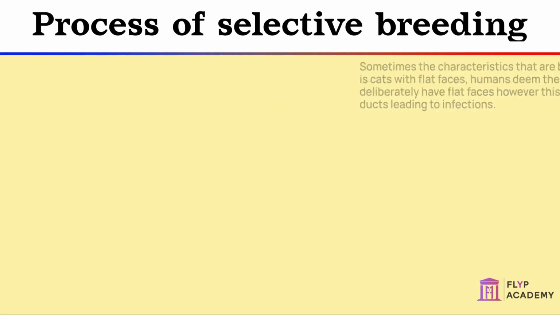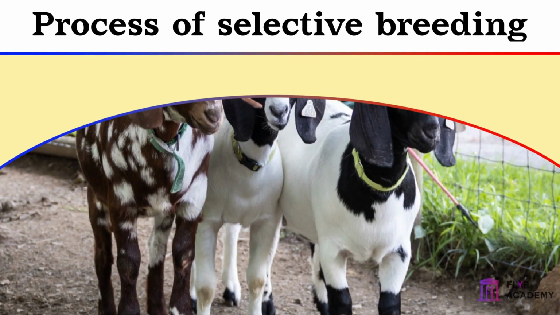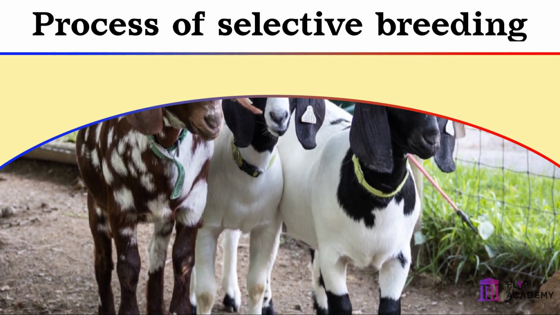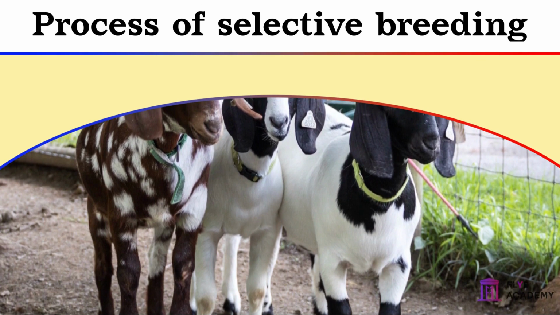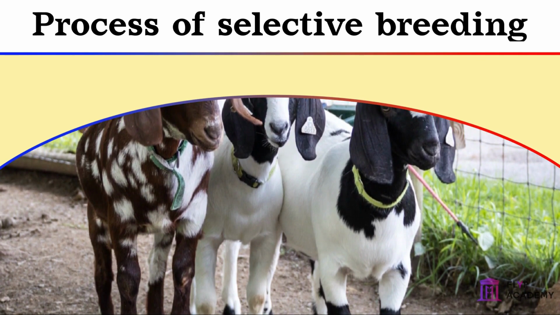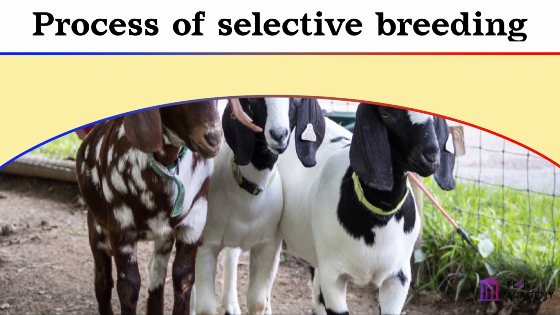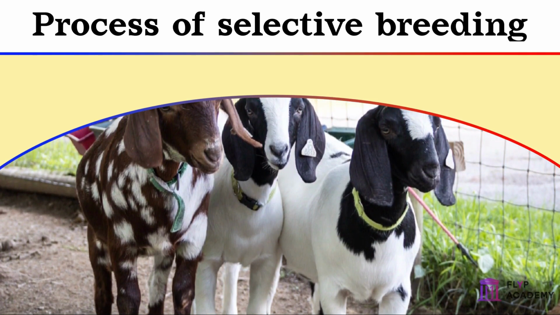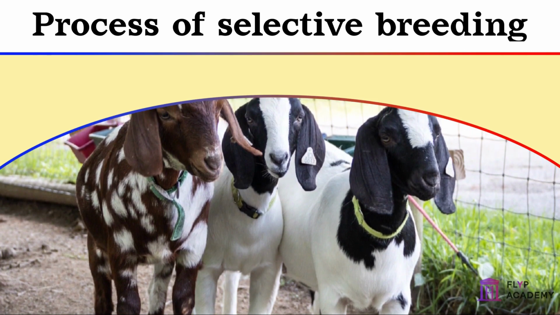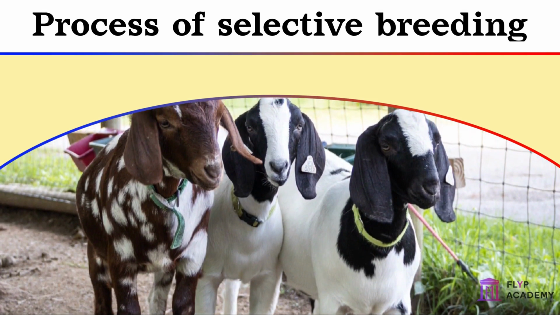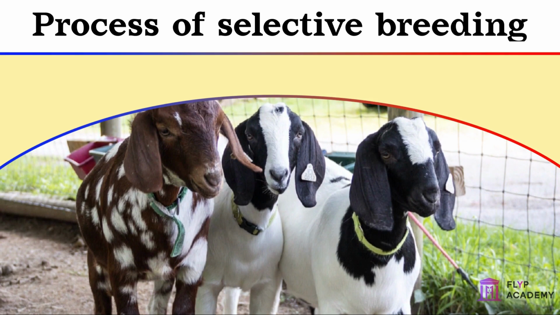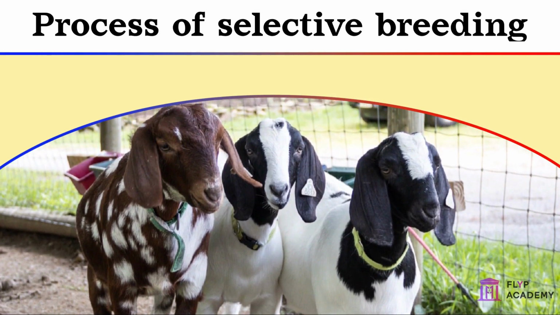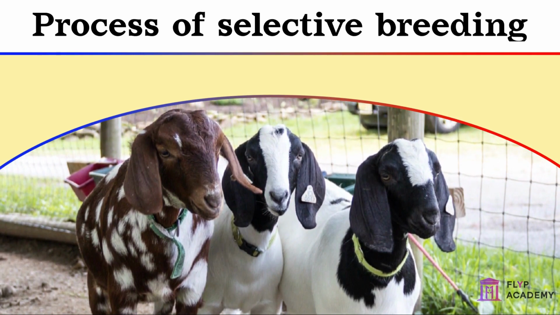The process of selective breeding starts when certain characteristics displayed by some organisms in a population are deemed desirable. Then the organisms with these characteristics are chosen and bred together. The offspring should include at least some organisms with the desired characteristics. These offspring are then bred together. This is repeated over many generations until all of the offspring have the desired characteristics.